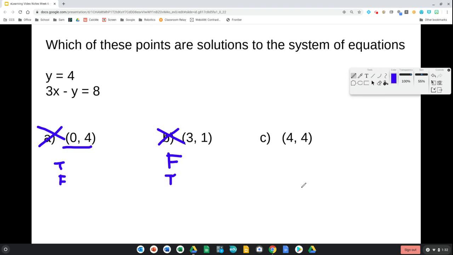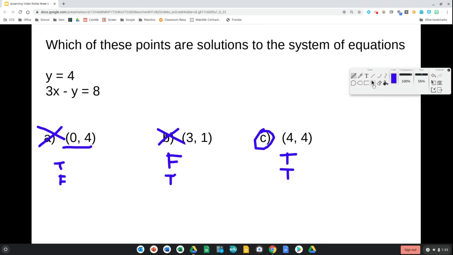Okay, what about C? Is C a solution? It is, because when we plug in 4 for y into the top equation, 4 does equal 4. So the first one is true. When we plug in 4 and 4 into the second equation, 3 times 4 minus 4, that does equal 8. And so that's true. And so that's the one that's a solution. So this time we only had one point that works. But remember, as you do your assignment, you may have some times where you have more than one possible answer. So keep that in mind.